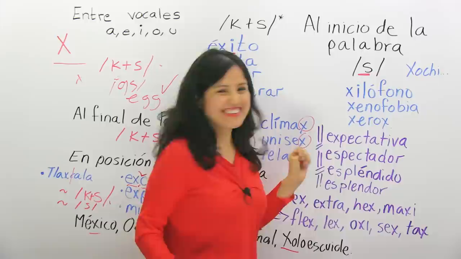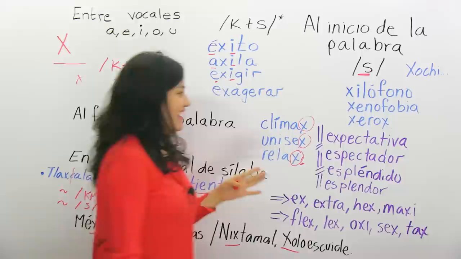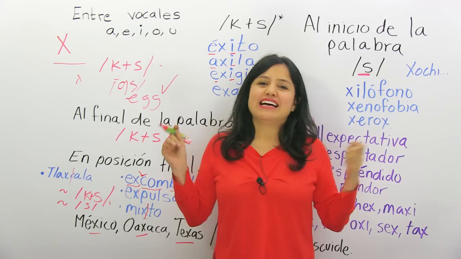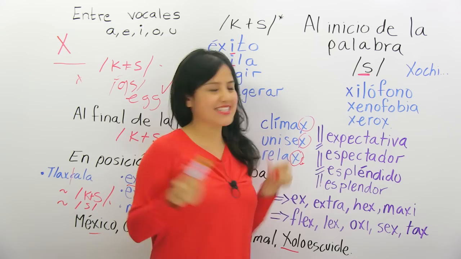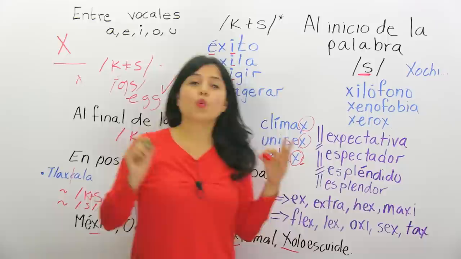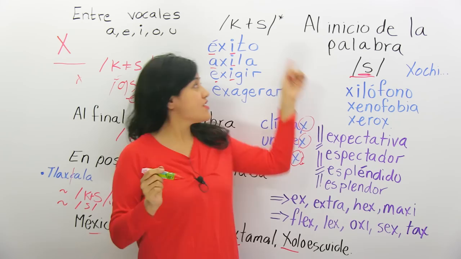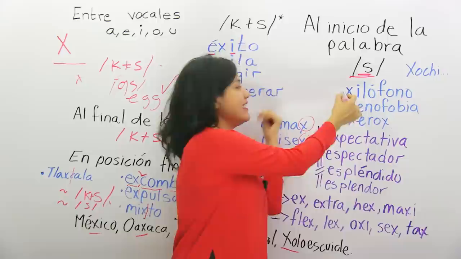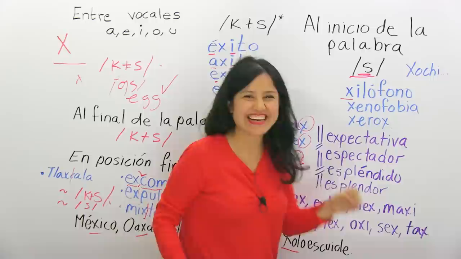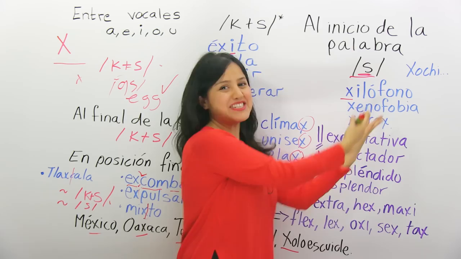Now, we're going to go to a different scenario. And it's different because we're not going to have the sunny side X. No, we're not going to have the sunny side X. We're going to have the S sound. So the X has an S sound where the X is placed at the beginning of the word. And I was going to say at the initial of the word. En el inicio de la palabra, al comienzo de la palabra, in the beginning of the word.